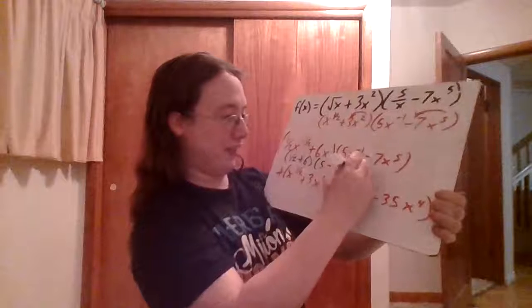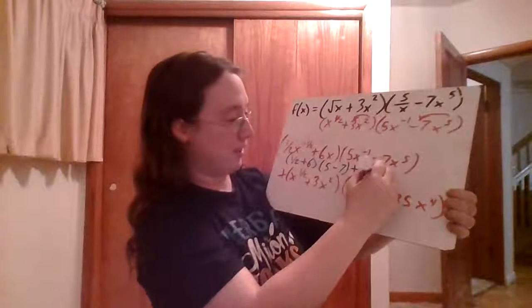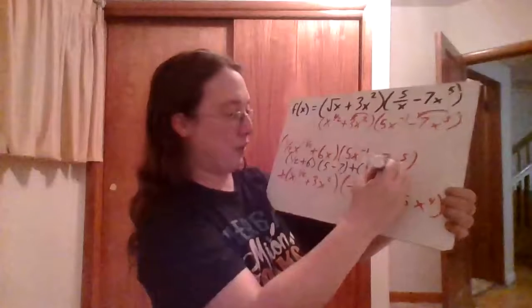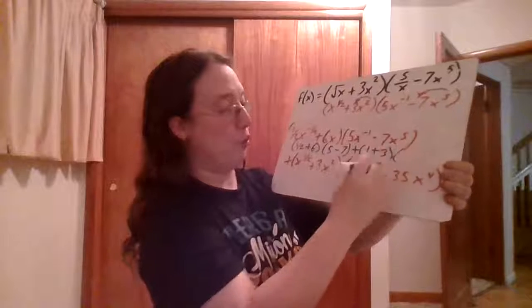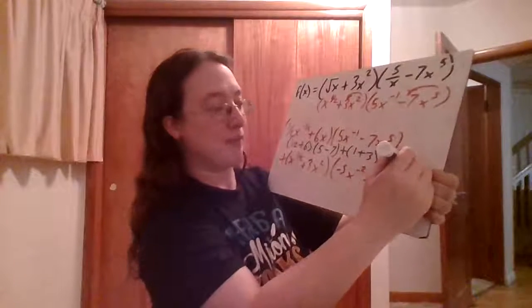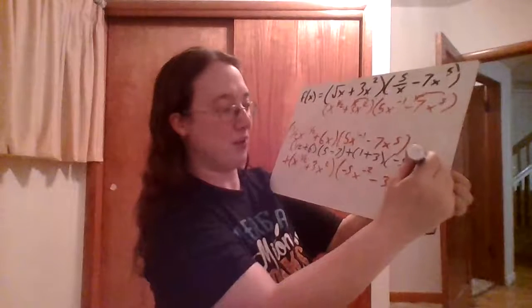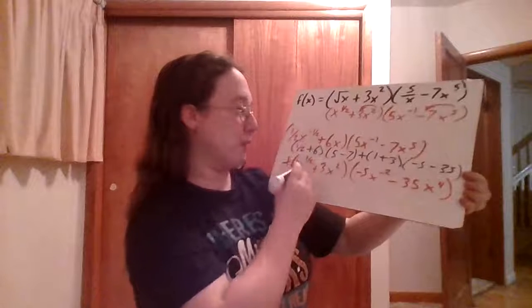Alright, and then plus, I'm just going to hop this up here. 1 to the 1/2 power is 1. 1 squared is 1. Times 3 is 3. Negative 5 times 1. 1 to the negative 2 is still 1. Negative 5. And then minus 1 to the 4th is 1, times 35. Okay, so now we're just number crunching.